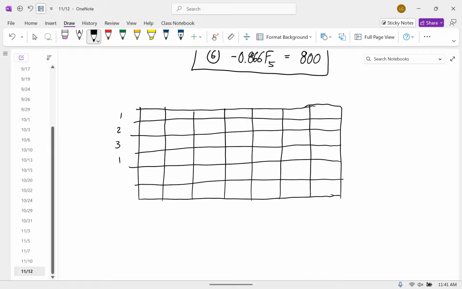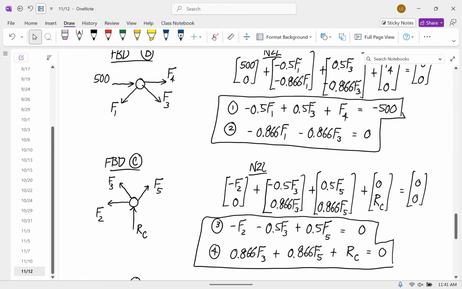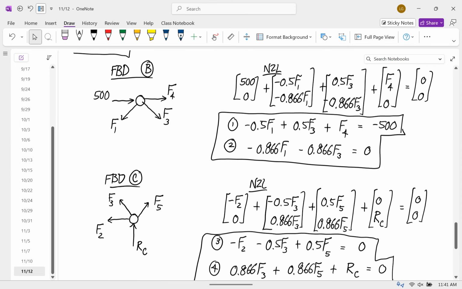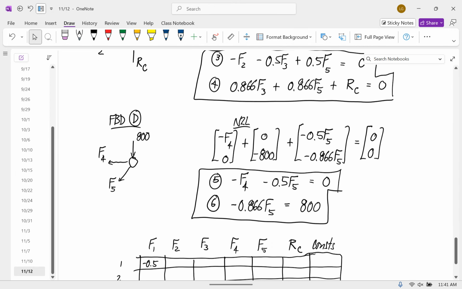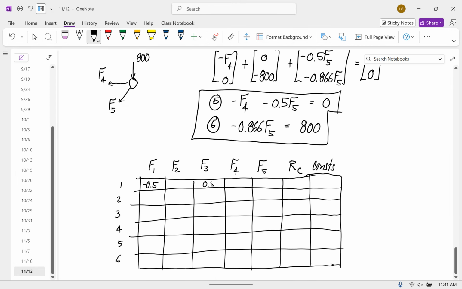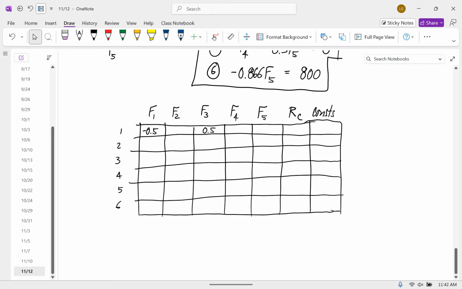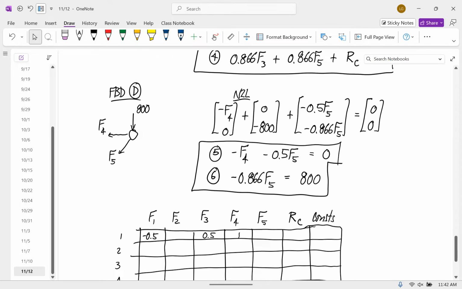1, 2, 3, 4, 5, 6. And then our forces, we have F1, F2, F3, F4, F5, and we also have an RC in our equations. And then the constants. So F1 is negative 0.5. F3 is 0.5. F4 is 1. And then was that negative 500? Yeah.